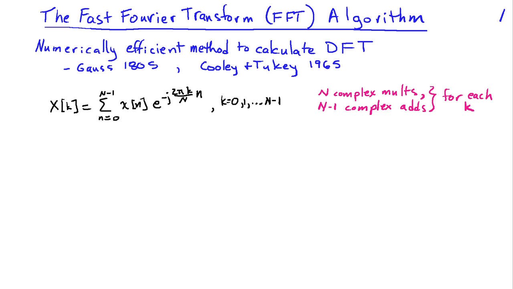So the DFT is given by this expression that I've put up on the slide here, that X of k, the frequency domain coefficient, is a sum over time from little n equals 0 to N minus 1 of x of n times these complex exponentials, these complex sinusoids. We have to do this for k equals 0, 1 up to N minus 1.